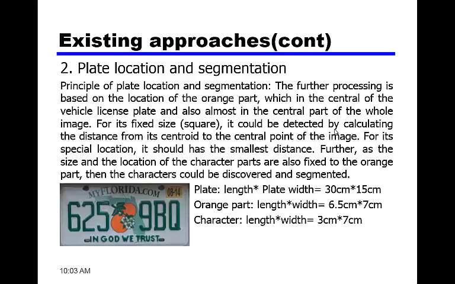Once it has been detected that the size and the location of the orange part is in the center part of the vehicle license plate, then the characters could be discovered, covered, and segmented. And also in the central part of the whole image. And once the orange part of the smallest cover area is found, this function applies to the whole united areas. The size and the location of the character parts are also covered relative to the orange part. And then the character parts could be discovered and segmented.